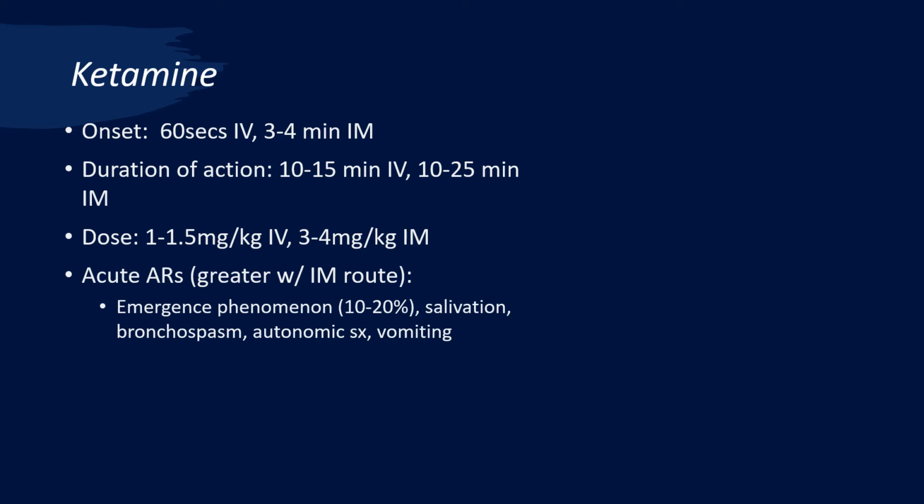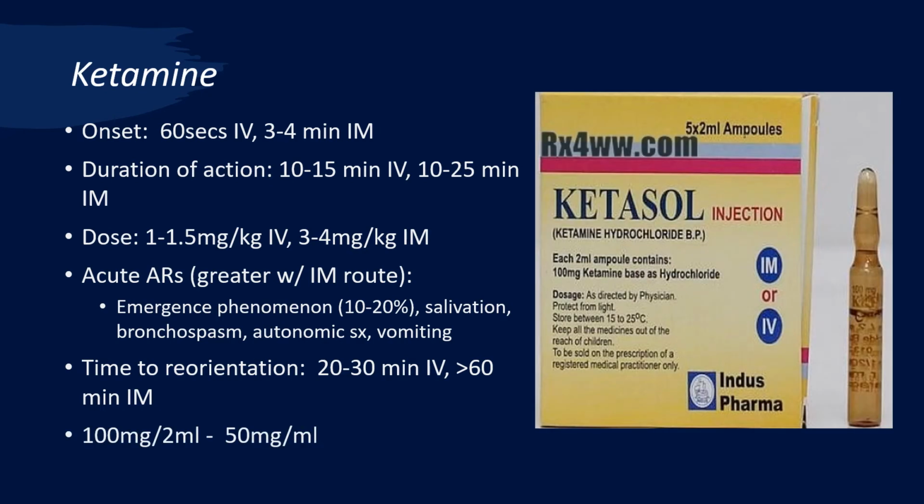Acute adverse reactions include emergence phenomenon, salivation, bronchospasm, and autonomic symptoms, as well as vomiting. Time to reorientation depends on the route given. It comes in an ampoule containing 100 milligrams in 2 mils, which equates to 50 milligrams per mil when drawn up into a syringe. Ketamine is frequently given as an intramuscular injection for sedating pediatric cases in the emergency department.